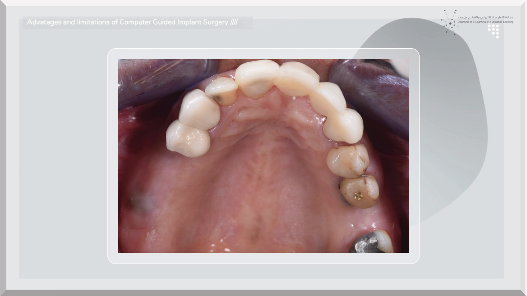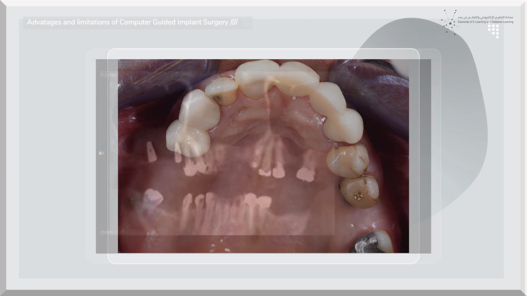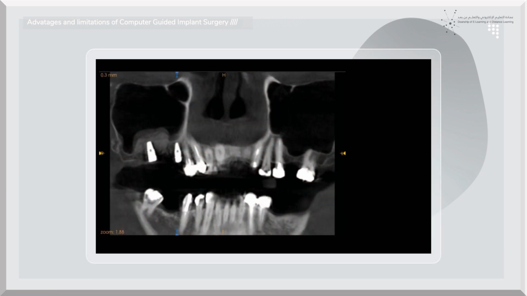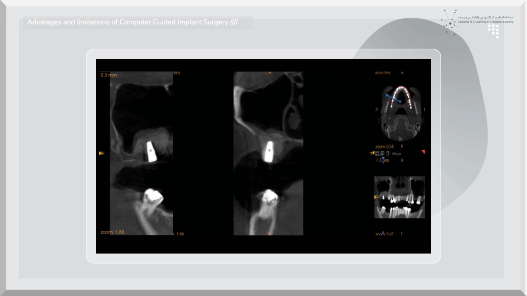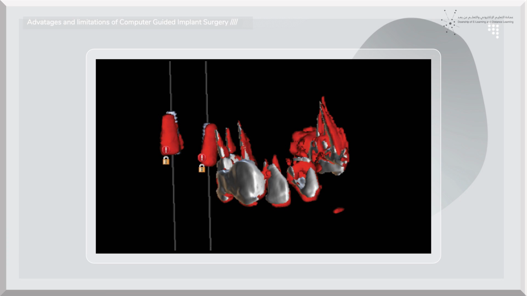So this is a 6-month post-op CBCT showing a complete alignment between the implants and the bone graft in buccolingual and mesiodistal dimensions. In this slide I have merged the pre-operative virtual plan and the post-operative CBCT in order to see the amount of deviations.